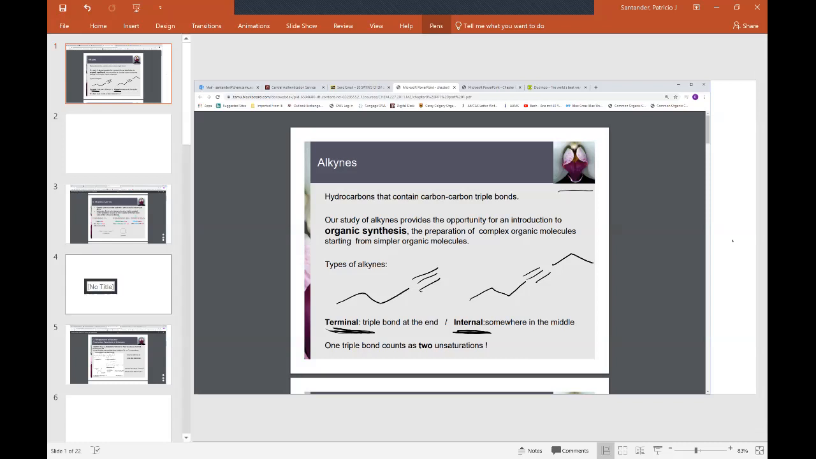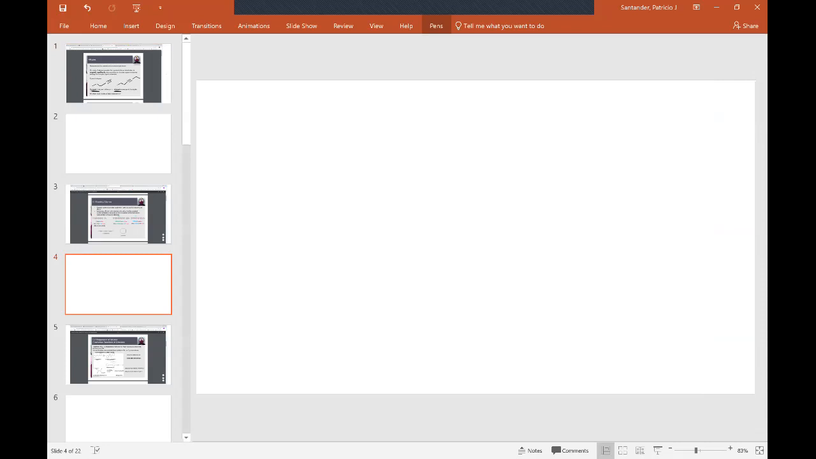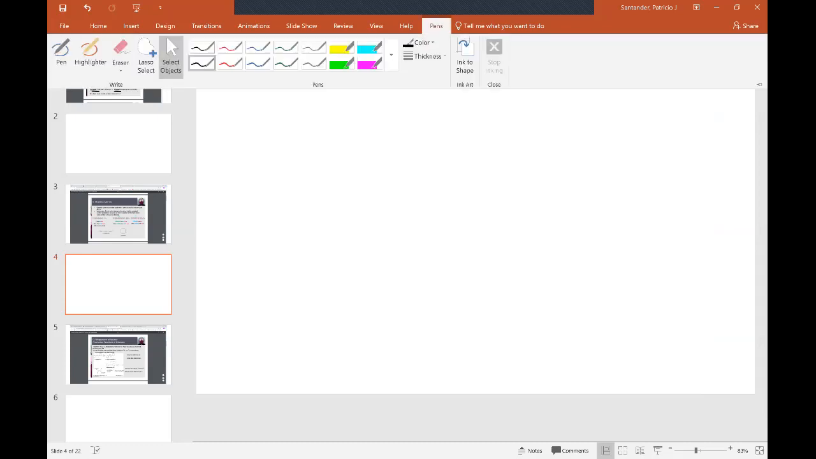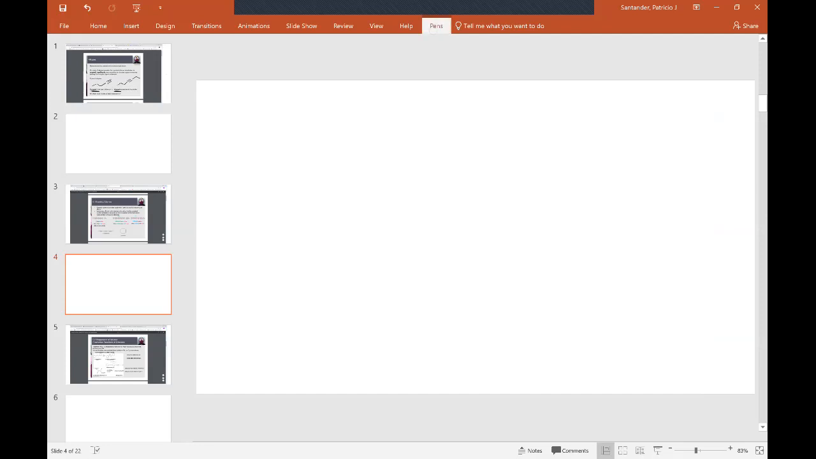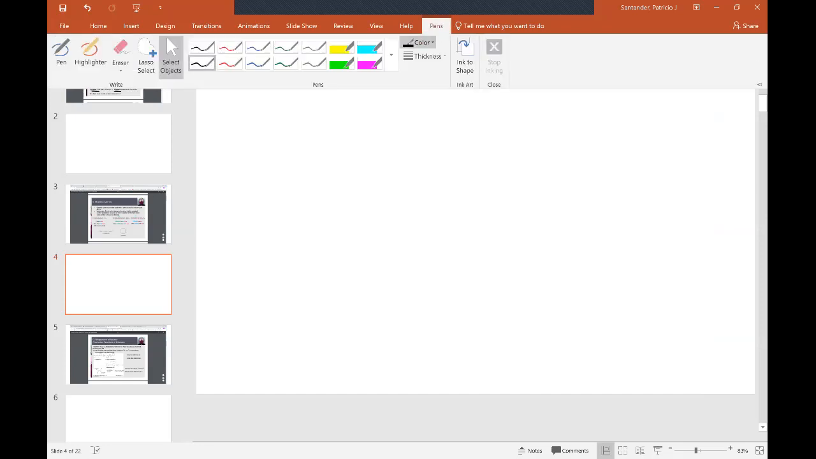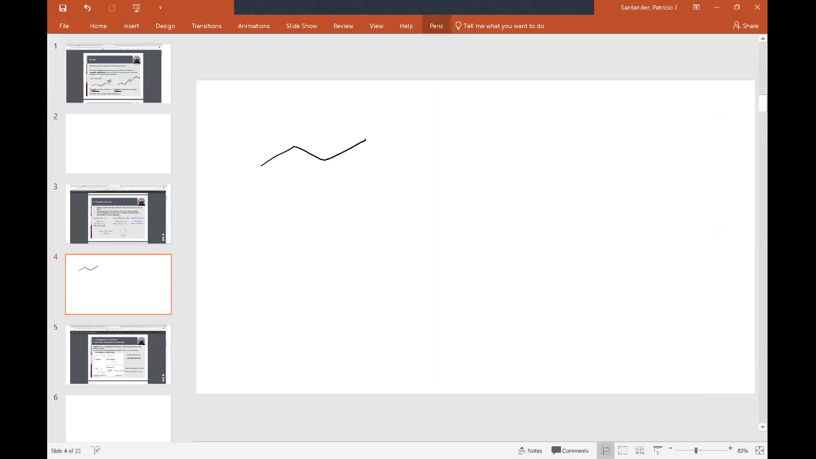This time I put some white pages in between, so that if I want to discuss some structures, I can do it in that way, right? For instance, I can write down. I'm having some problems with the choice of the pen. Okay, so there we go. And here we have a case of a terminal alkyne. And here we have an internal.